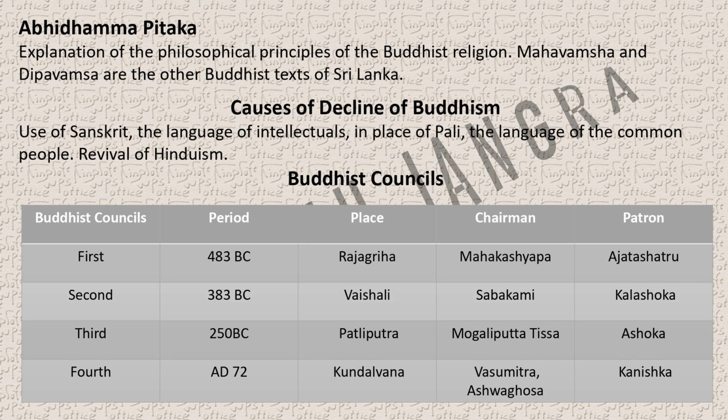First: 483 BC, Rajagriha, Mahakashyapa, Ajatashatru. Second: 383 BC, Vaishali, Sabakami, Kulashoka. Third: 250 BC, Pataliputra, Moggaliputta Tissa, Ashoka. Fourth: AD 72, Kundalvana, Vasumitra and Ashwagosa, Kanishka.